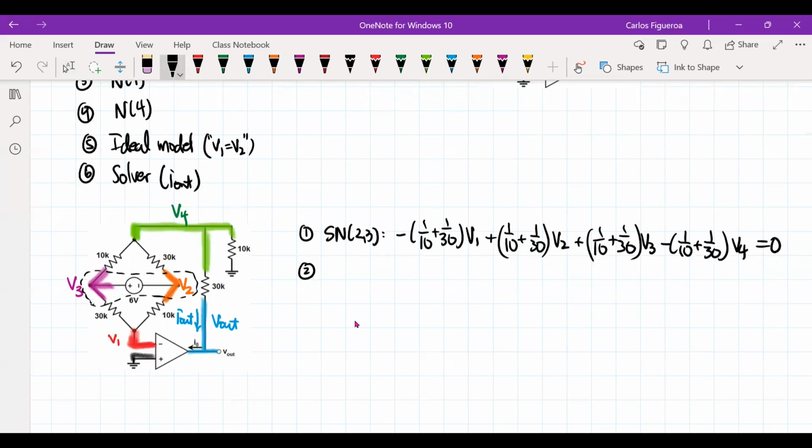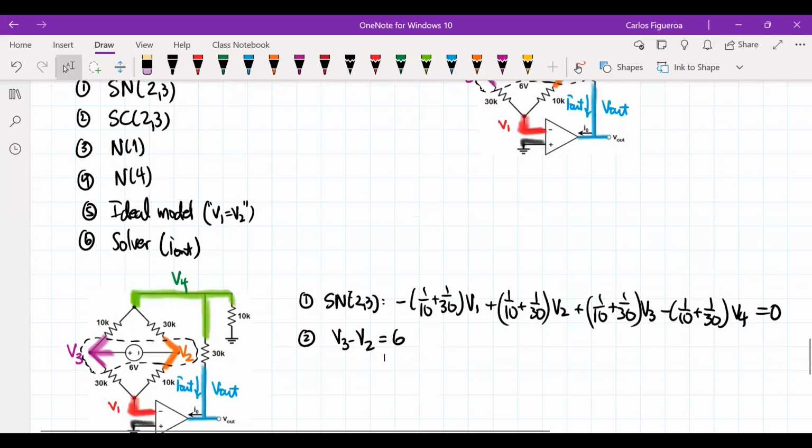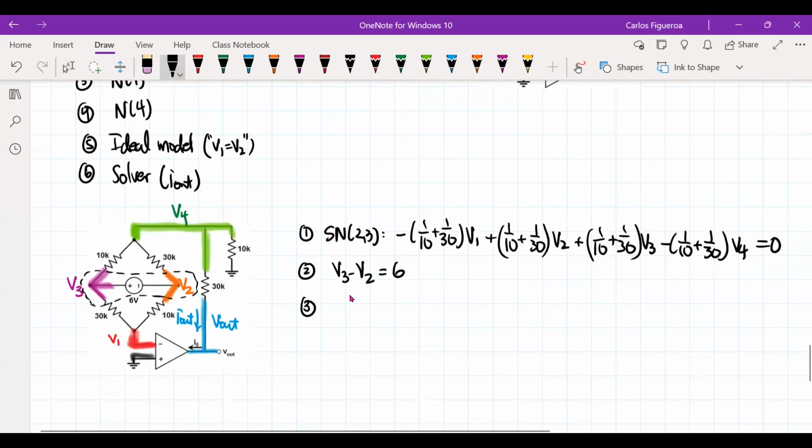If I go to the super condition, you could see here that 3 is the higher, this is the lower, and this is equal to 6. So then my third one is node 1. So let's go to node 1. If I go to node 1, you could see that I have 2 resistors connected. So I should have what? 10 and 30 times V1, then I have 2 mutuals. I have one with 3 and one with 2. So I have 10 with 2, and I have 30 with 3, and that's going to give me 0.